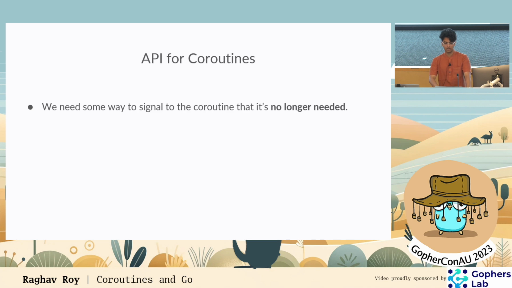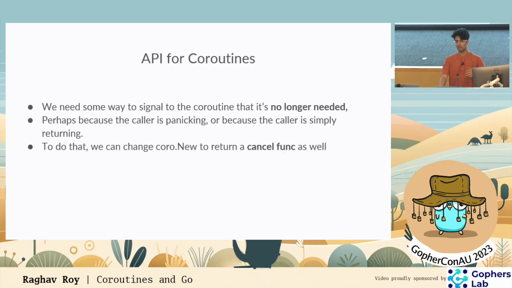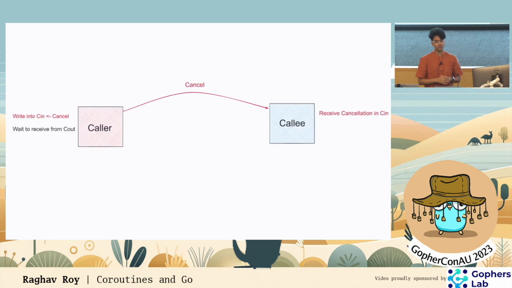Finally, the final thing is, if you want to signal to a coroutine that it's no longer required, which means your caller could be terminating, it might be panicking. So the coroutine associated with the caller need not be running anymore, and you need some way of passing this information. So what you can do is same thing. You implement another function, say called cancel, and all it does is that it tells your coroutine that, hey, I'm canceling myself, and you need not execute anymore. And you can pass this information via cin, which your coroutine is waiting on, right?